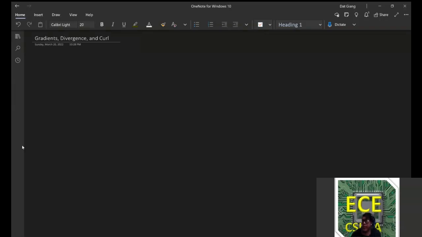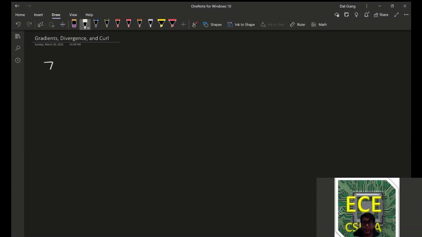Okay, so now we're going to talk about gradients, divergence, and curl. First, the definition of a gradient is given by the following. We have this operator called the Nabla operator or the del operator, and it's denoted as a vector acting on some kind of scalar field, which is denoted by v. And in this case, v is given as x, y, and z.